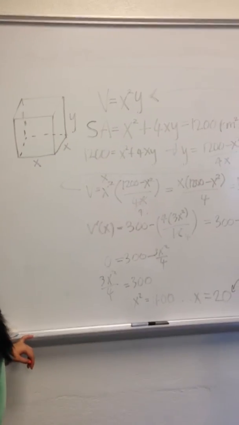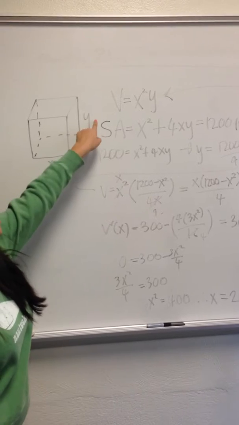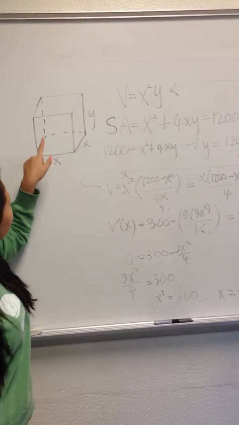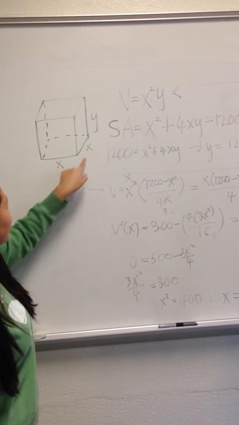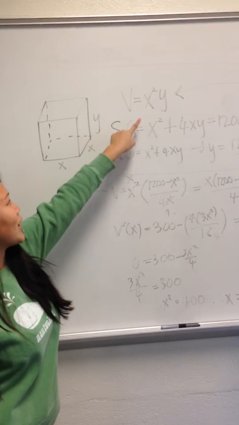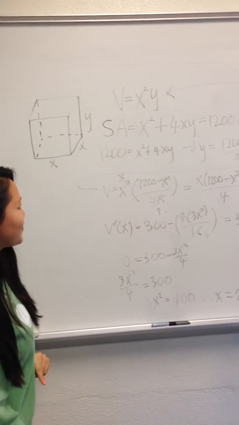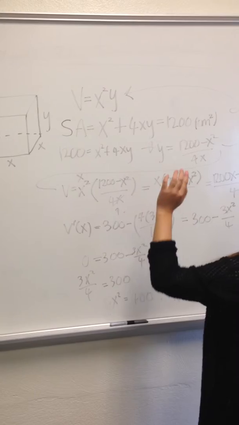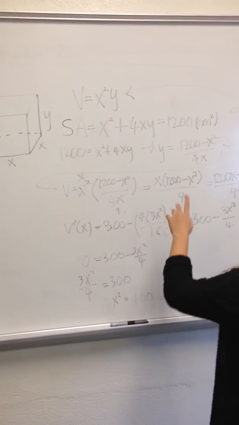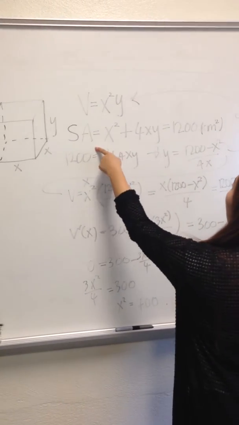So we know that volume equals length times width times height. Since we know it's a square base, we know that these two are the same. So we have volume equals x squared times y. And in order to find the relationship between the base and the height, we need to know the surface area.